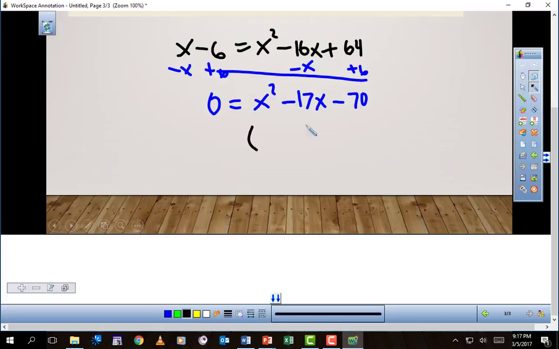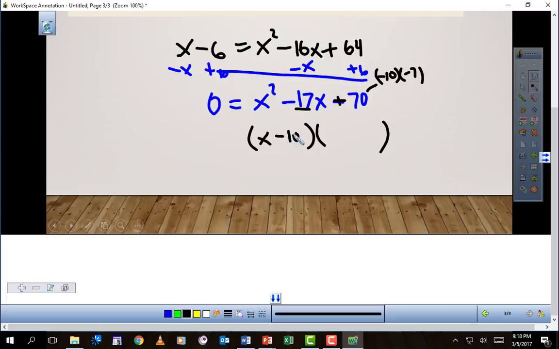Okay, but this does factor, I think. Let's see, we've got to get negative 17. And I was thinking this was, oh, this is a positive here. Okay, so if we use negative 10 times negative 7, that would give us the middle term right here. So we get x minus 10 and x minus 7.